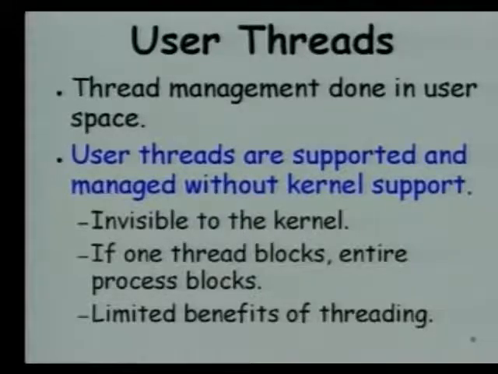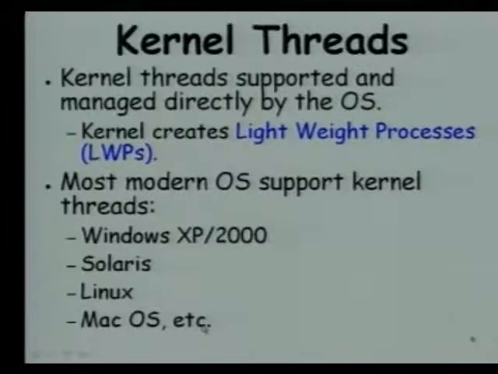Originally, when threading was not supported by the processors, I am talking about a decade back, when the processors did not support threading, the thread management was done in the user space. The user threads are supported and managed without any kernel support, right. So, as if you are writing an application and you are managing your own threads, and these threads are invisible to the kernel, and as a result, if one thread blocks, the entire process blocks, and as a result there is a limited benefit of threading.